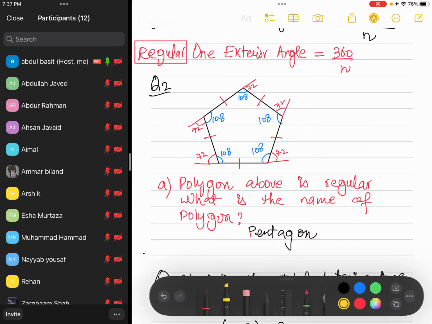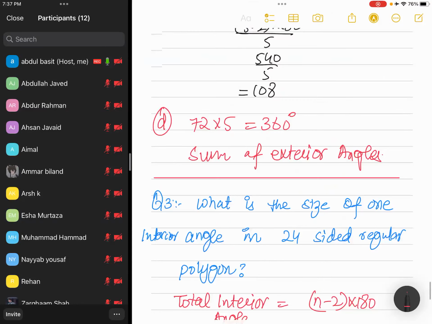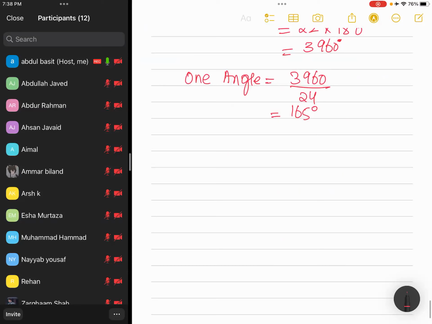Beta, look at one thing above. Can I say that interior plus exterior is 180 degrees? Can I say that? Yes, sir. So can I find the exterior angle of that 24-sided polygon? Yes, sir. So exterior angle would be 180 minus interior. So that would be 15 degrees.